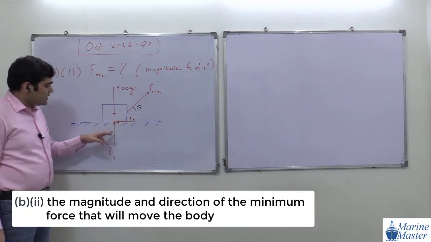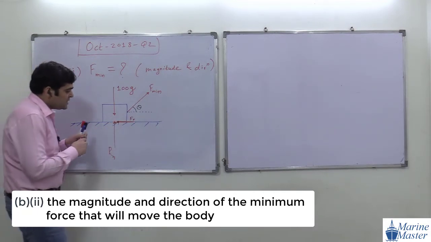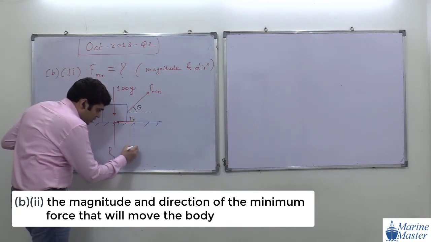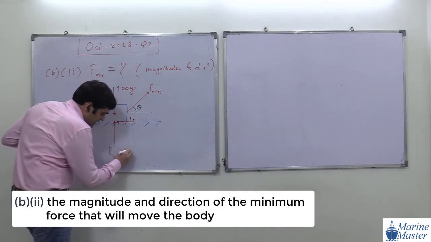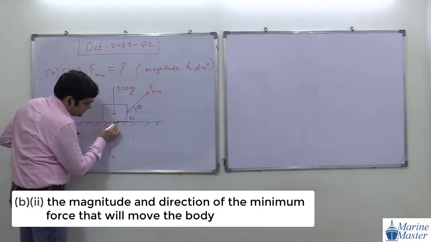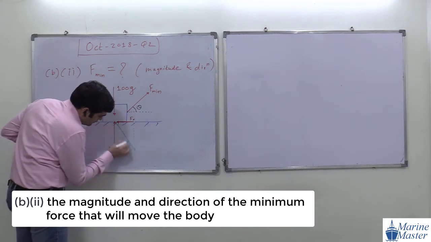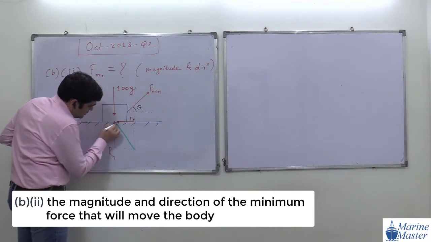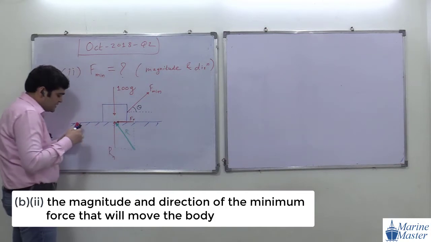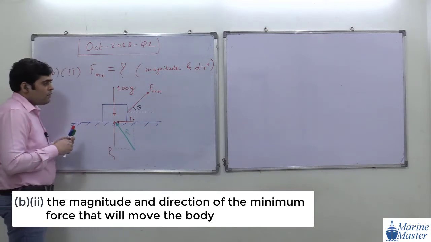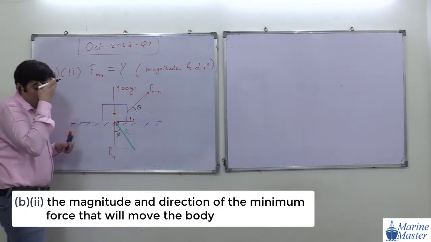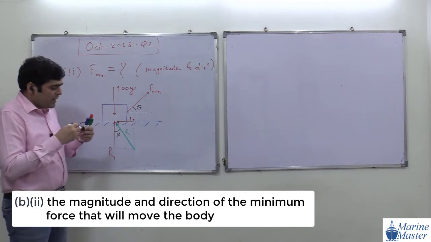For that purpose, we are going to take out the resultant of these two forces. What will be the resultant of these two forces? R. And what is the angle of R with respect to Rn? Phi.